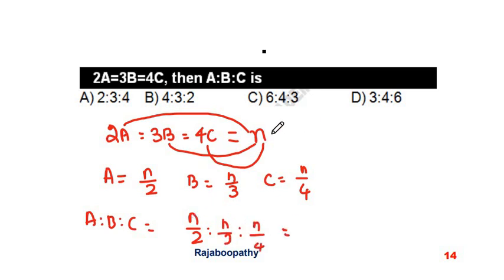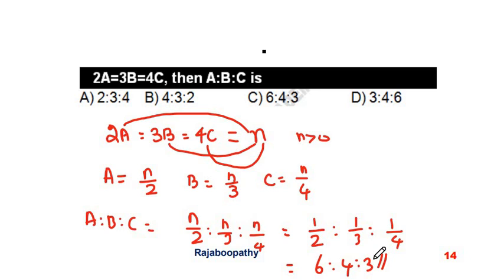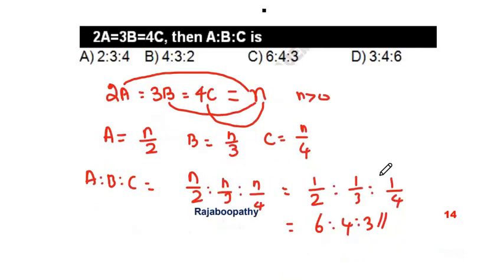Here I have taken n greater than 0. Since n is positive, I can always cancel. So this is 1 by 2 is to 1 by 3 is to 1 by 4. In the examination, you can straight away write this step. This is for the explanation. Now multiply with the LCM of 2, 3, 4, which is 12. So 6 is to 4 is to 3. Very good. Everyone answered correctly.